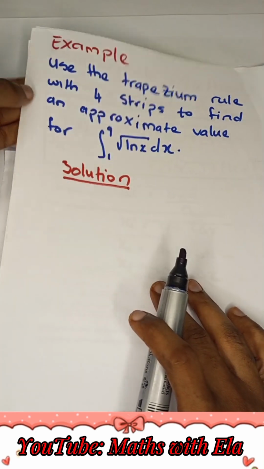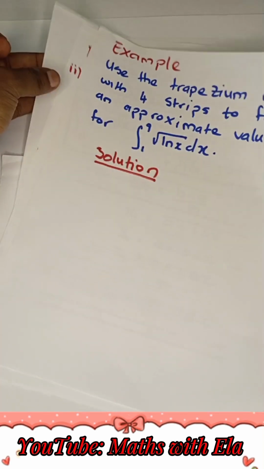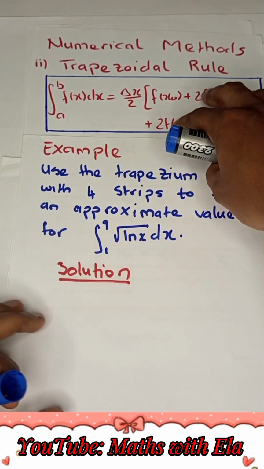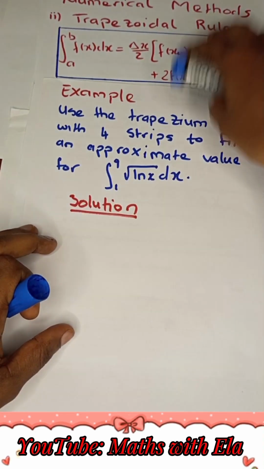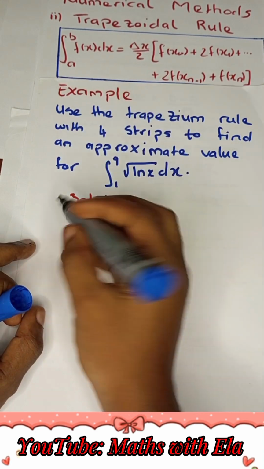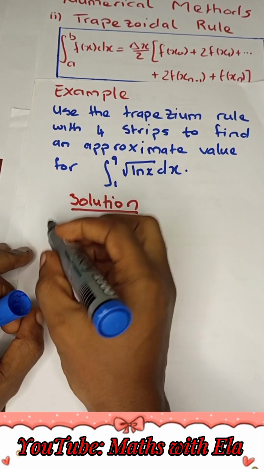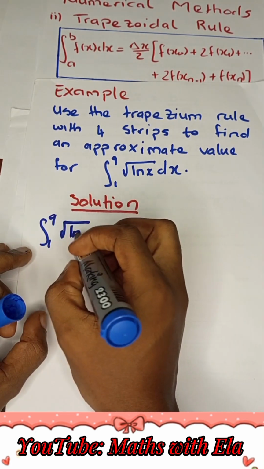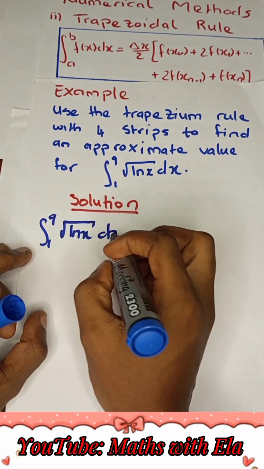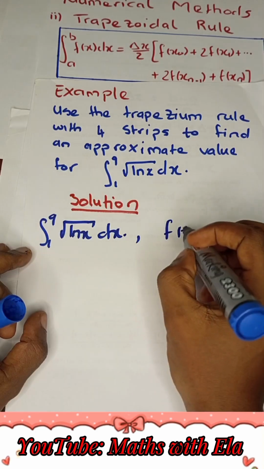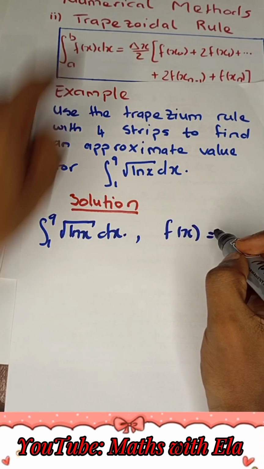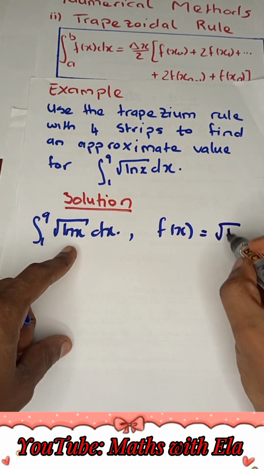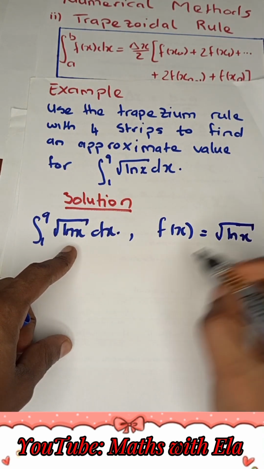So let us put our formula here so we know exactly what we need in order to solve this problem. So here we have the integral from a to b. In this case we have the integral from 1 to 9 of the square root of ln x dx. So in this case we can identify our f of x, the function we're integrating, to be the square root of ln x.